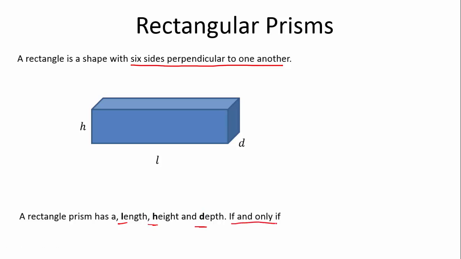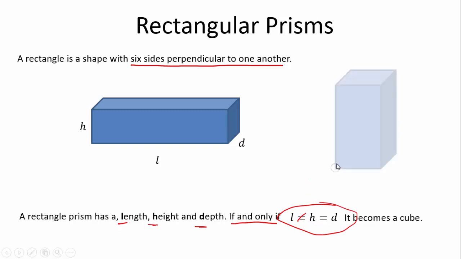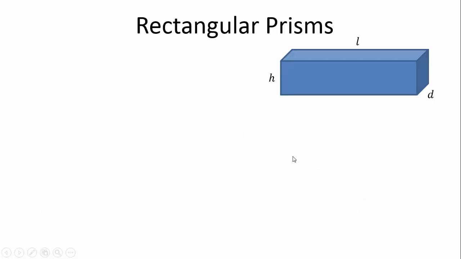If and only if length equals height equals depth, it becomes a cube, right? So if the height equals depth, but not the length, it is still not a cube. Only if all 3 of those are equal to each other, it becomes a cube. For example, here's another rectangular prism with a height, a length, and a depth. Still a rectangular prism. Okay, so we have our rectangular prism. We have an L for length, H height, D depth.